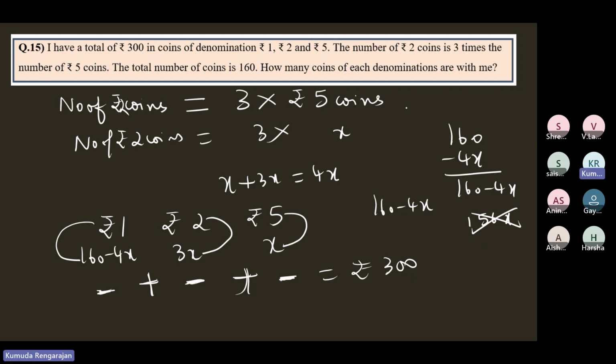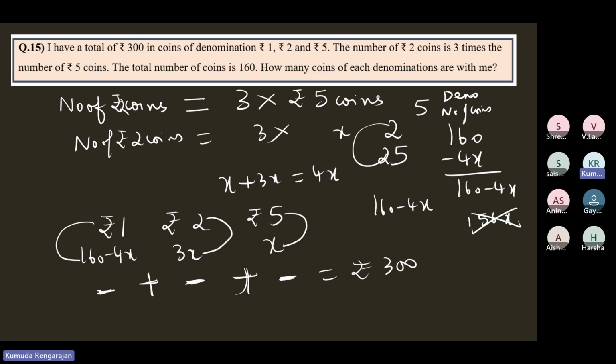Because all I've told you, now if supposing you have 25 two rupee coins, what's the value of money you have? 25 into 2, 50 rupees. The denomination into the number of coins will be the total value of money you have in that particular denomination.